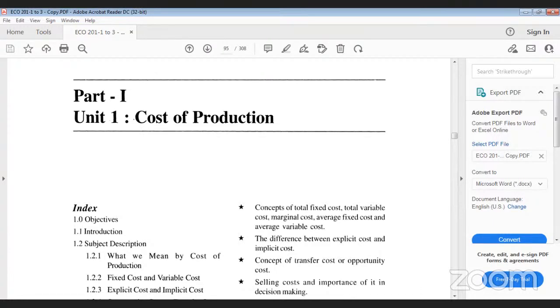Part 1, Unit 1: Cost of Production. Index: objective, introduction, subject description, what we mean by cost of production, fixed cost and variable cost, explicit cost and implicit cost.